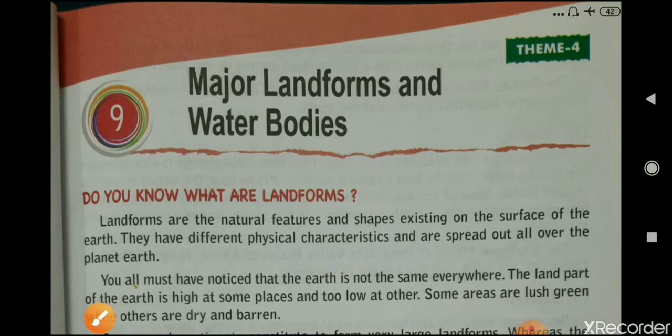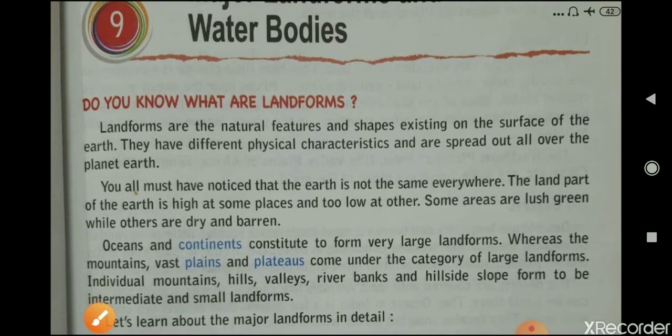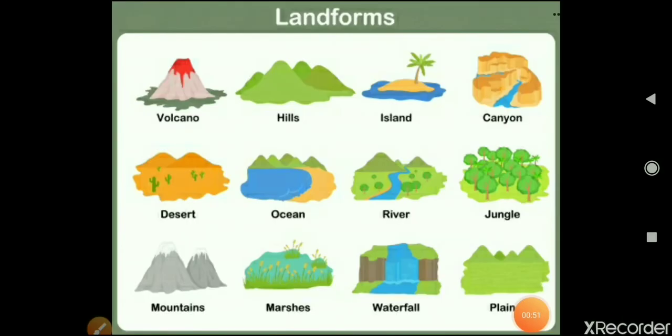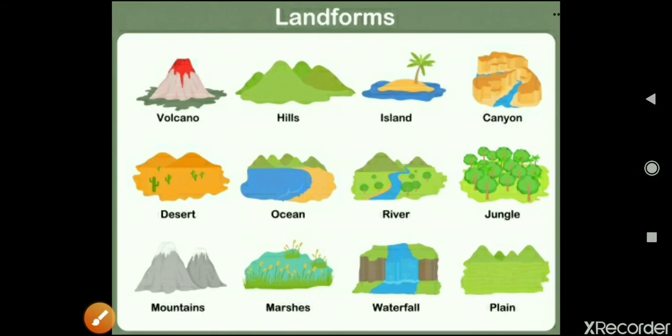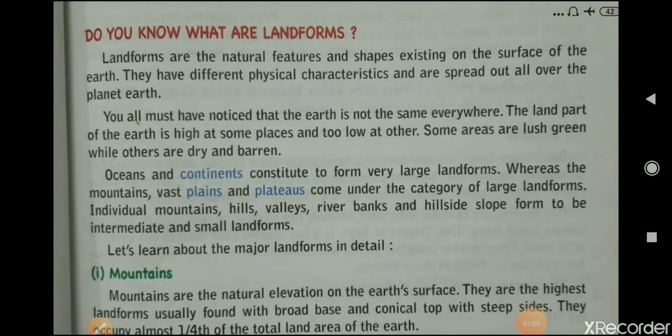Okay, now what are landforms? Landforms are the natural features and shapes existing on the surface of Earth. Means all the natural features and shapes that exist on the surface of the Earth, they are known as landforms. For example, these are the different landforms: volcanoes, hills, islands, deserts, ocean, river, jungle, mountains, marshes, waterfall. All these are landforms.